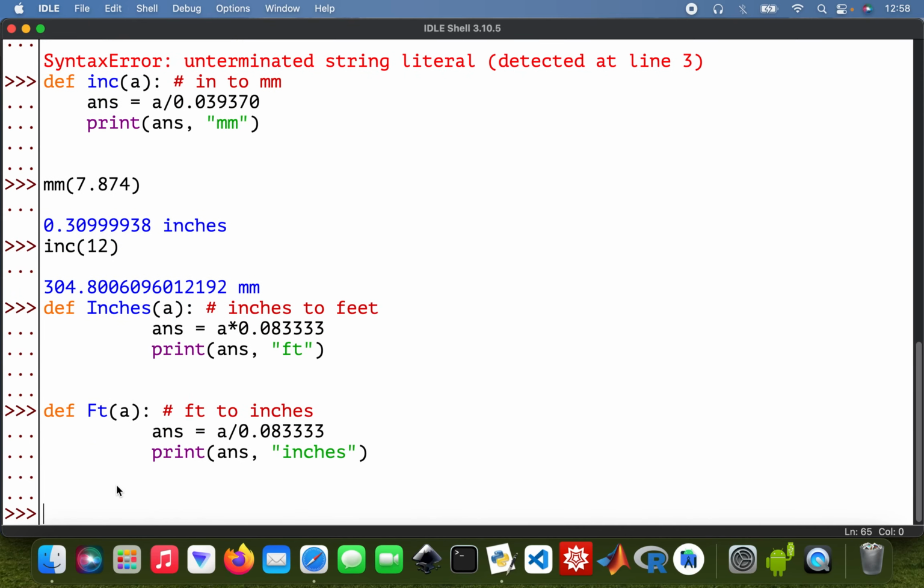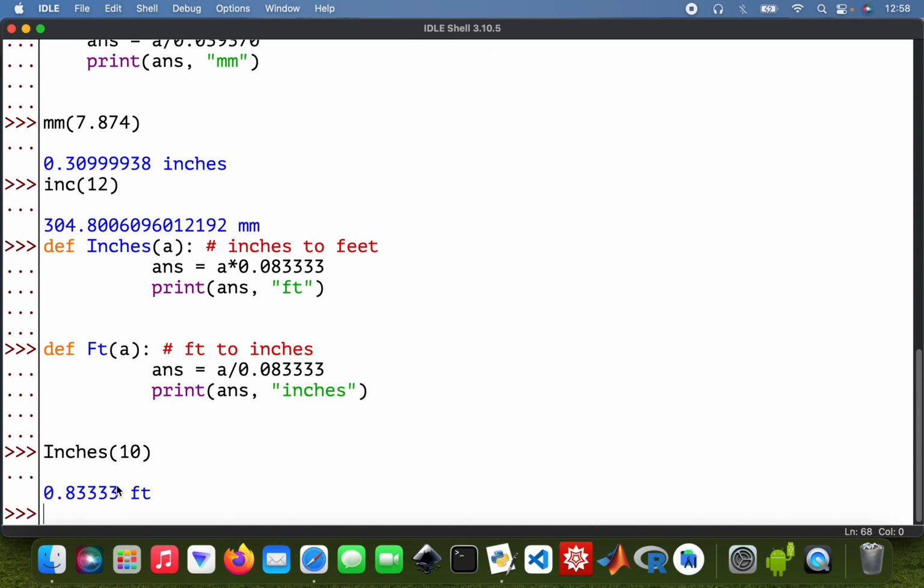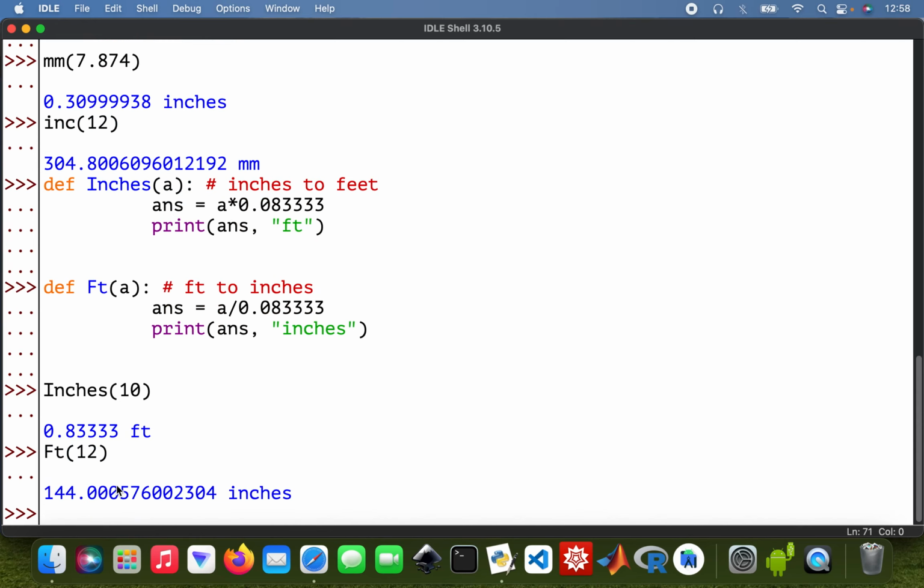Right, so yeah, I want to see 10 inches. That's 0.833 feet, and then my feet, so let's say 12 feet. How's that? 144 inches. Okay, cool. And then we'll do the last one.